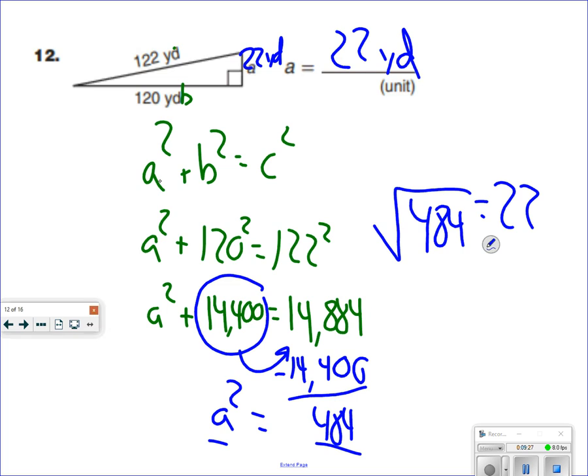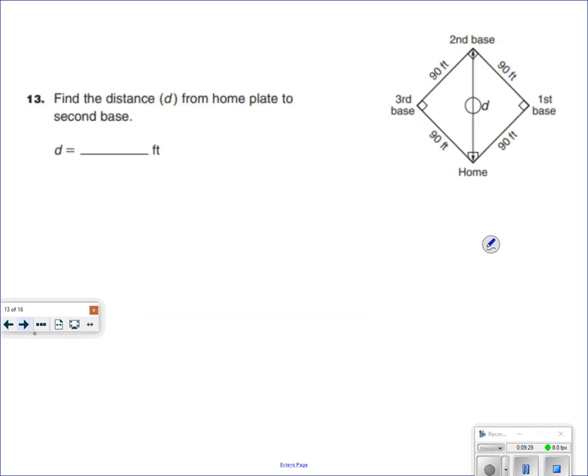Let's go another one here. Find the distance from home plate to second base. Well, looks like this is a legit baseball field because home plate to first base, second base is 90 feet. I think that's major league numbers. I'm not sure. Anyways, that's a ways. I have to find out what this distance is.